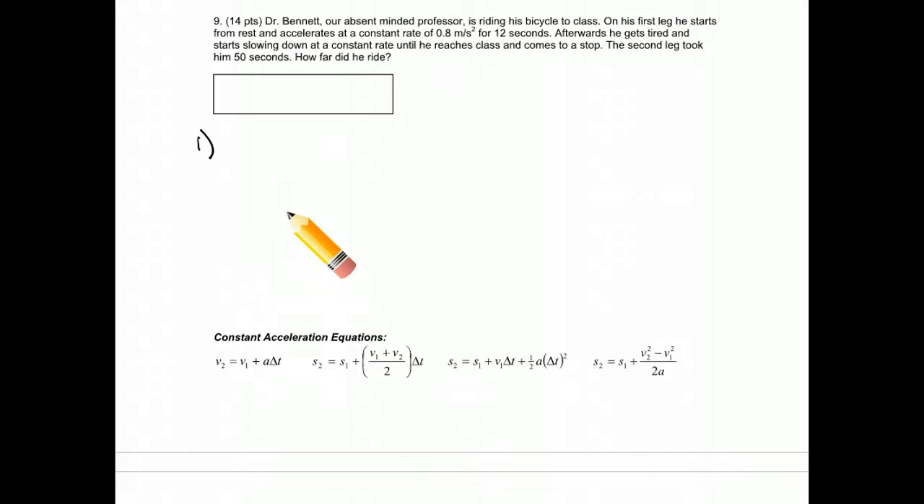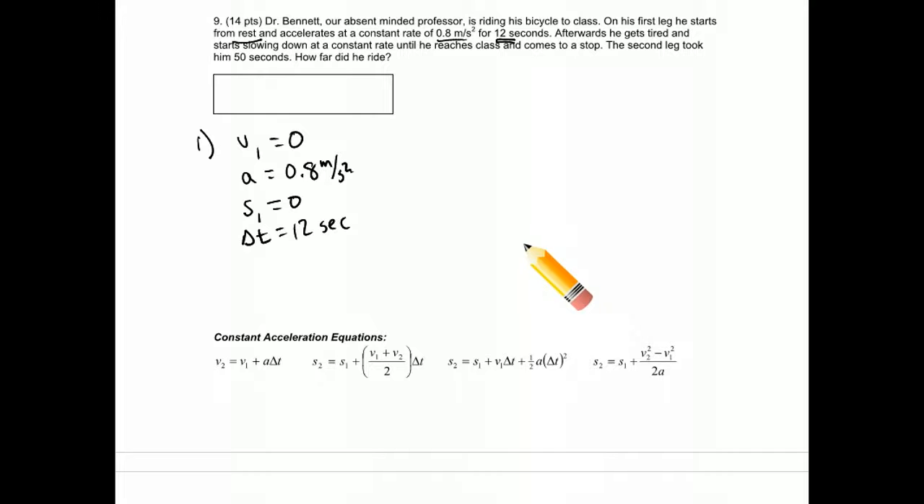So I'll label my first part right here. What do I know? Starts from rest, so V1 equals 0. Accelerates at a constant rate, so we're given 0.8 meters per second squared. We'll assume he starts at the origin, so our final S will be the distance he rode. We're starting from the origin, and we know delta T right here. There was our A, here's our delta T, 12 seconds.